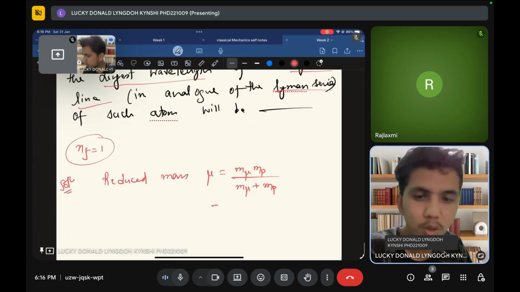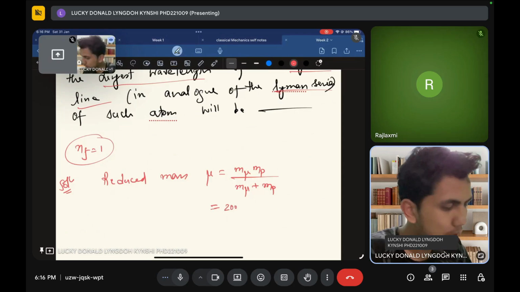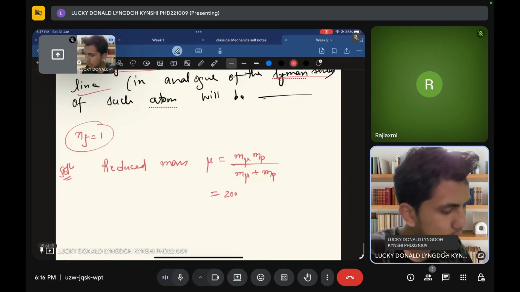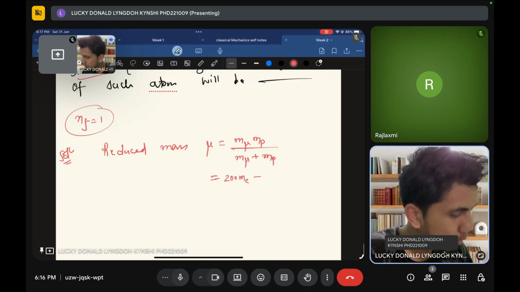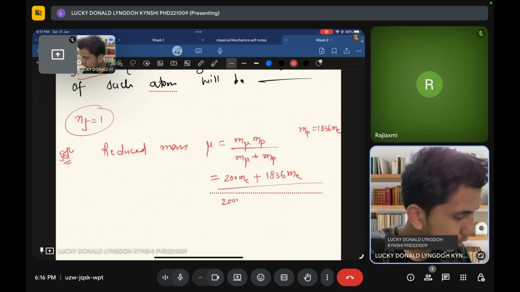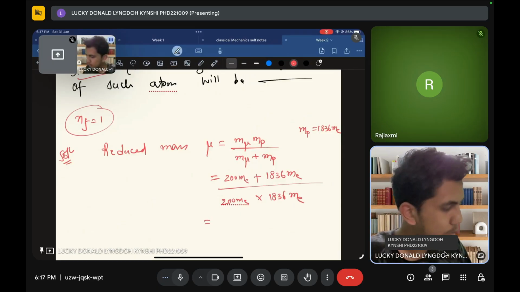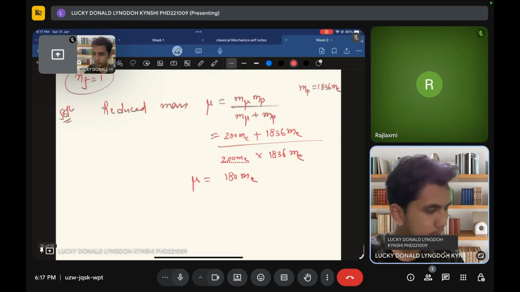So now mass of the muon is given to you to be 200 times the mass of the electron. Given the muon is approximately 200 times heavier than the electron, that means 200 mass of the electron plus, what is mass of the proton? Mass of the proton is in fact 1836 mass of the electron. So you can replace 1836 mass of the electron, and here also 200 mass of the electron. If you solve this, add this one and the multiplication, you get 180 me. So this is your mu, right?